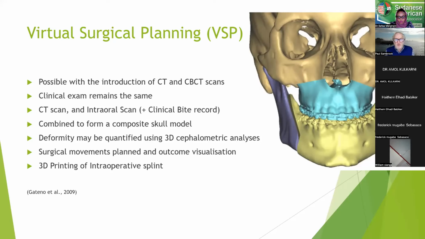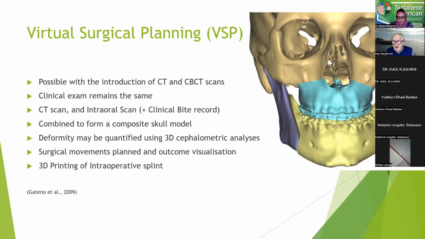We look towards having both the CT scan, that's DICOM data, and also an intraoral scan or a scan of models. A CT scan will not give you the fine detail of the teeth that is required to look at occlusal discrepancies. So an intraoral scan with an STL file combined with the DICOM data will give you a composite skull model, as you can see in the diagram here.